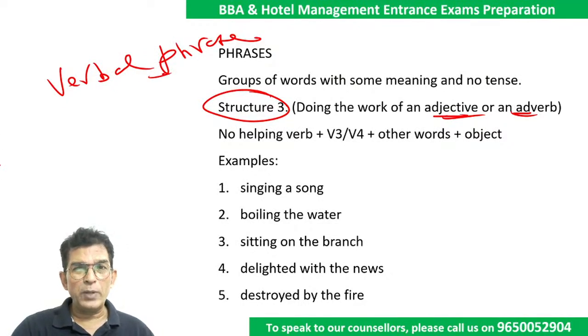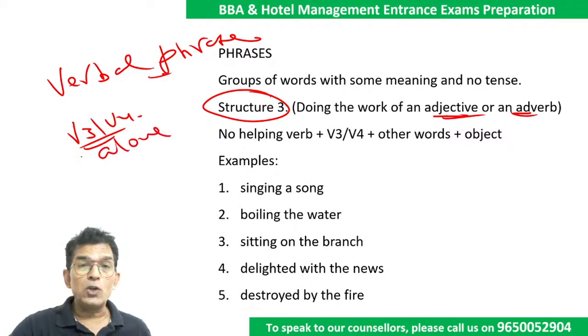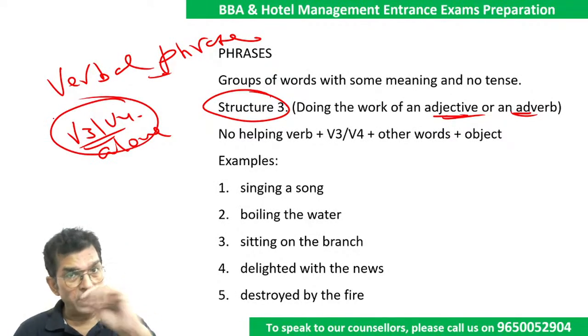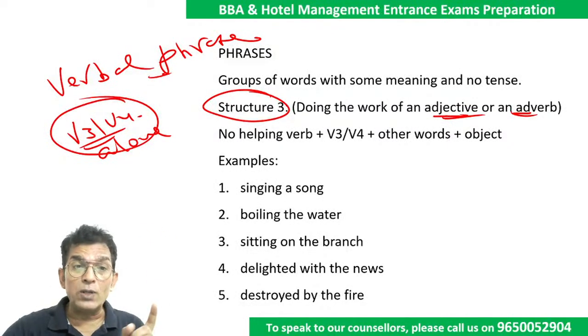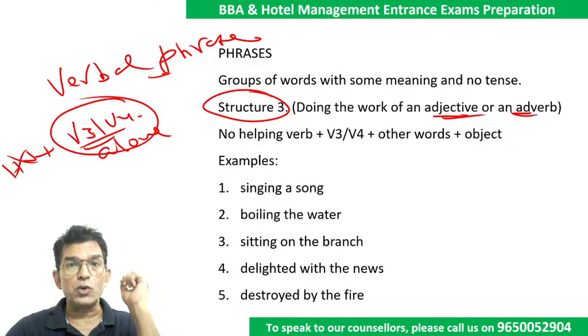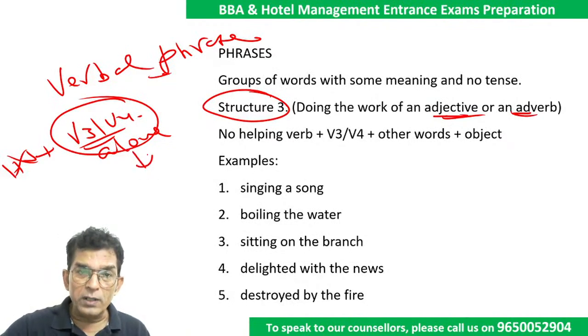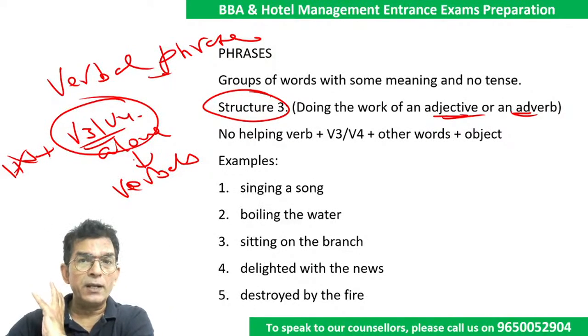Now, what is a verbal phrase, sir? If you remember, when I taught you how to identify tenses, I said V3 and V4 alone cannot show tenses. They cannot show tenses, but they can become phrases then, because if they show tenses, they'll become clauses. V3 and V4 can never show tenses without helping verbs. If you don't put a helping verb in front, this V3 and V4 cannot show tenses. So when they come alone, they are called verbals, and they also create a phrase.